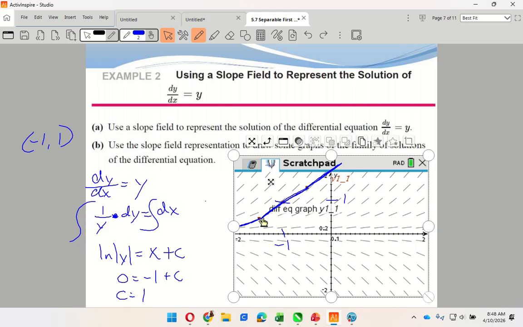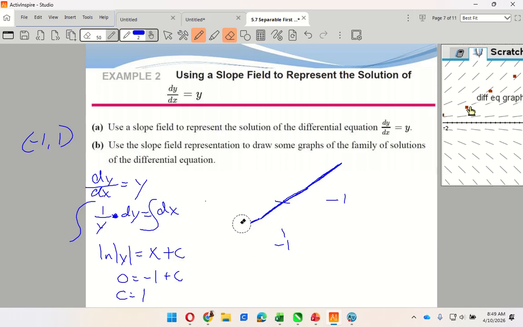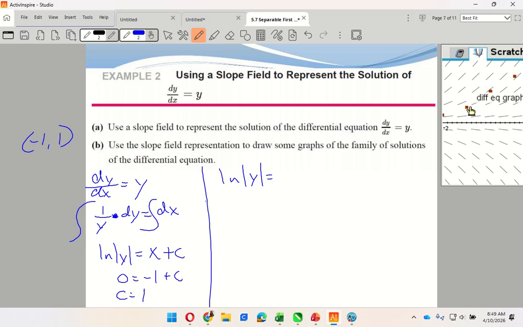I'm going to move that out of the way. So I get ln absolute value y is equal to x plus 1. They're trying to find y, right? You're trying to find the actual equation. Yeah. So okay, take e to both sides. So this is going to give me y equals e to the x plus 1.